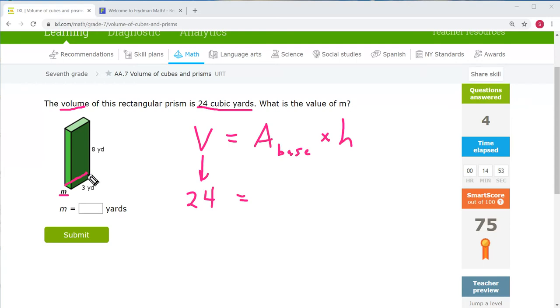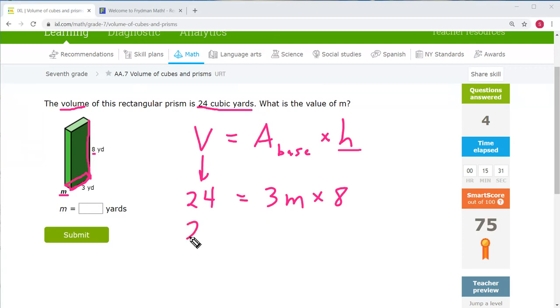Here the base is a rectangle. All of the bases have been rectangles in this exercise. Remember, a square is also a kind of rectangle. So how would we go about finding the area of the base if we knew what m was? Well, we would do m times 3, or if you like, 3 times m. So I'm going to write 3m over here times the height, which was 8 yards. So we can write 8 over here.